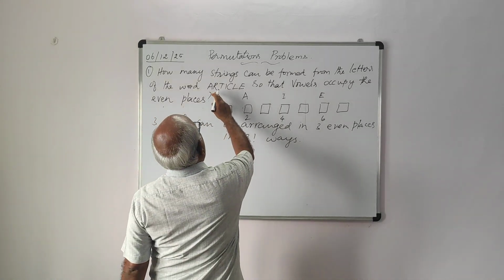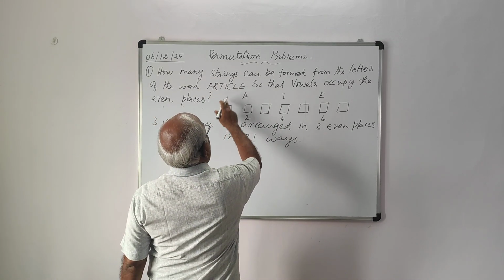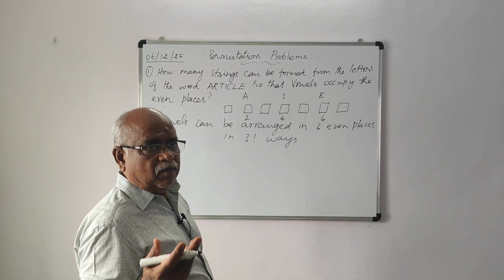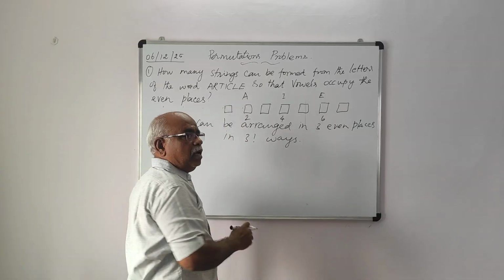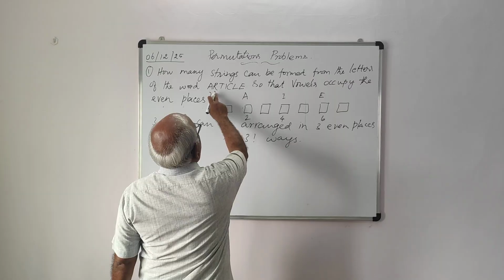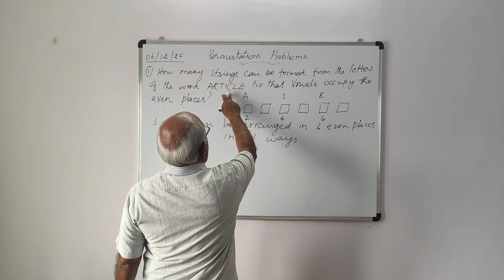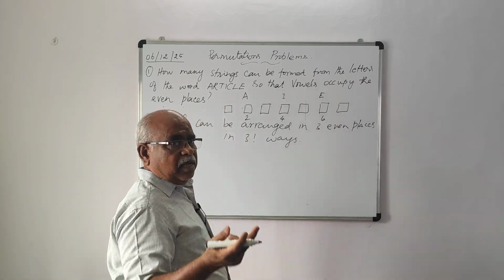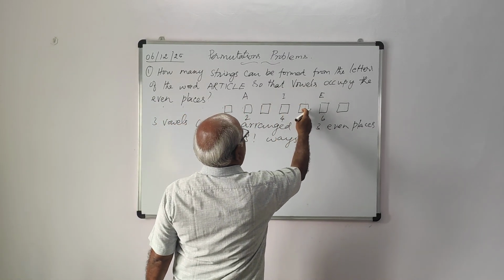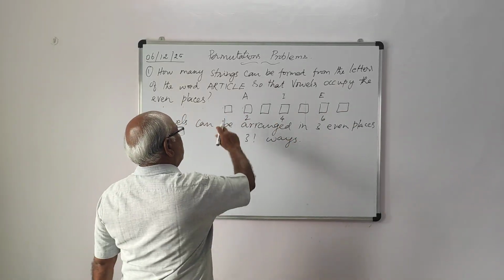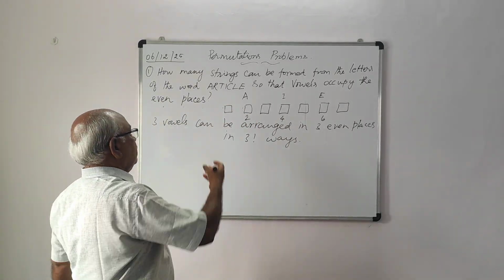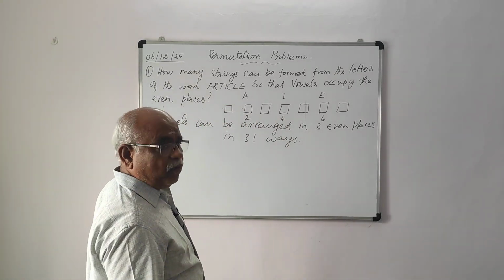The remaining 4 letters are R, T, C, L. The other letters are otherwise called consonants. So there are 4 consonants R, T, C, L. These 4 consonants can occupy the 4 other places, 1, 2, 3, 4, the odd places. In those 4 places, the 4 consonants can be arranged in 4 factorial ways.